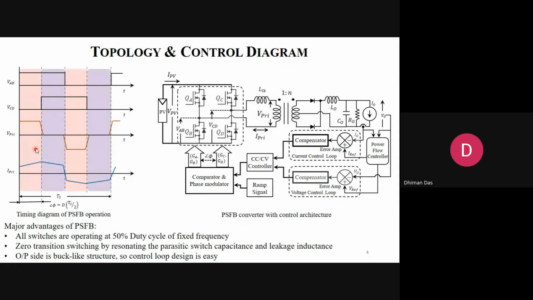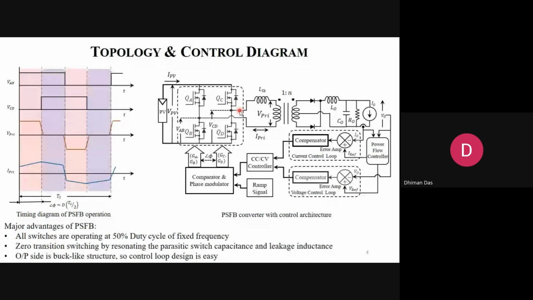So you can see when this positive voltage appears across the transformer, the current starts to rise. When this is zero, the current is going to be discharged, and no freewheeling path is required because automatically the inductor will discharge. Again, on the negative side, when the negative voltage appears across the transformer, the current is going to change with negative slope in the negative direction, and when it's zero, it's going to rise up again. And all the switches are operated at 50% duty cycle with fixed frequency.